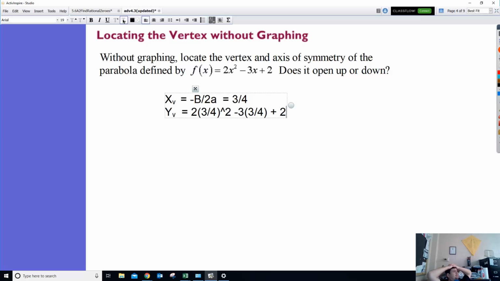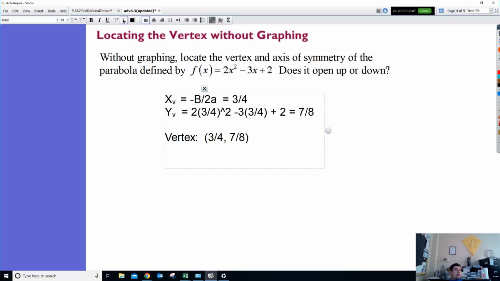Isn't that 1/4? No. Go check me. What'd you come up with, Leah? You did not come up with 1/4 because I forgot to multiply by 2. 7/8. That'd be 9/16, 18/16 minus 9/4. Yeah, 7/8. So there's your vertex. Vertex is at 3/4 and 7/8.